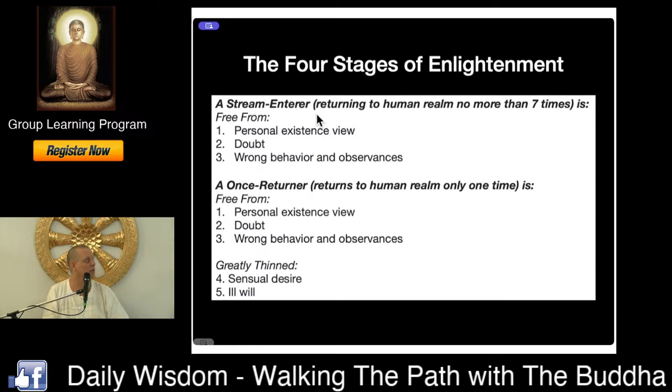Okay? If you die in this stage of enlightenment, you will come back to the human realm no more than seven times. You're not going to come back for sure seven times, but no more than seven times if you die in this stage of enlightenment. But also, you can continue from there.